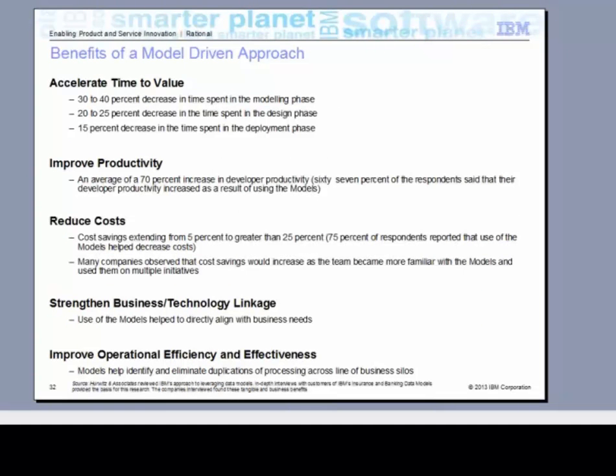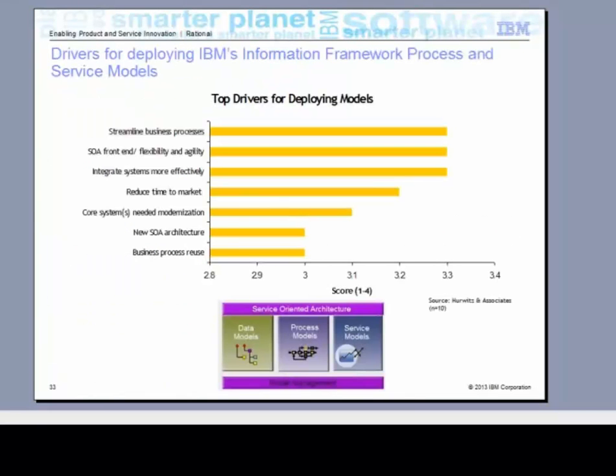So there are numerous benefits associated with taking a model-driven approach that have been realized by our customers. Taking an aggregate view of this, there's accelerated time to value, improved productivity, reduced costs, improved operational efficiency and effectiveness, and certainly a strengthened business and technology link, because the business models give the business something to work with and reason and talk about, and it gives the technologists, the solution designers and implementers, something to refer back to, and it keeps them focused on making sure that they're satisfying what the business needs that is specified in the business models.